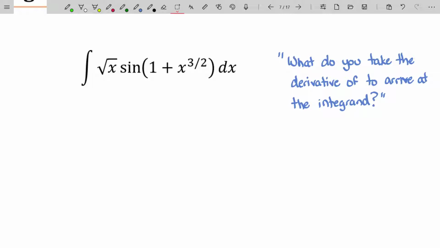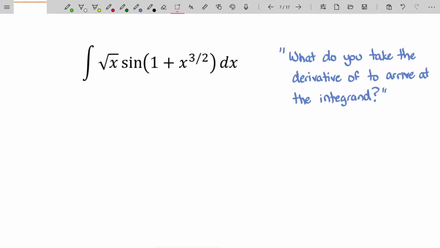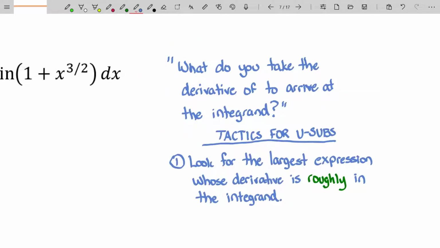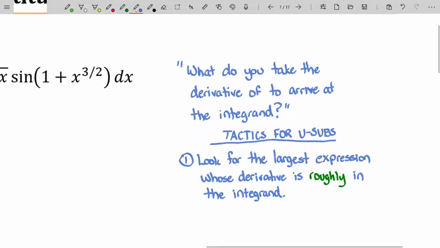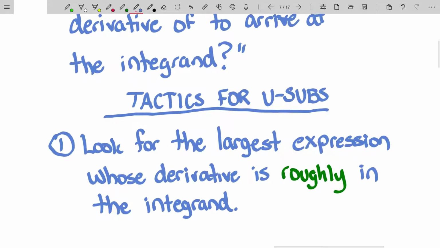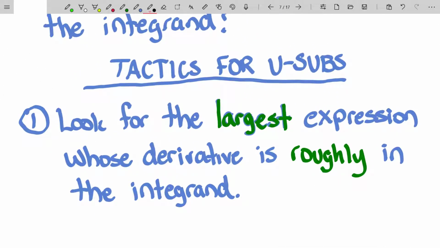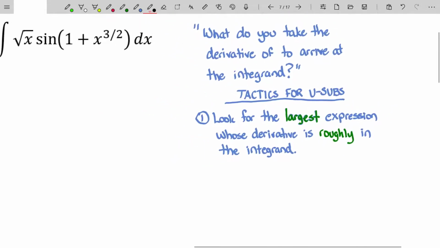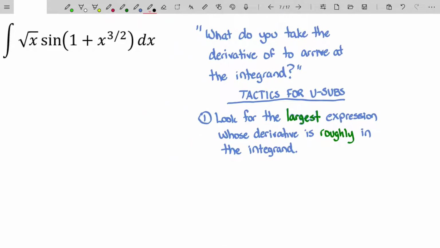So what is a good tactic? Something that I should tell you right now is a very good tactic for this problem or any substitution problem. So the tactics for U subs here, the first thing I always suggest is look for the largest expression in your integrand whose derivative is roughly also in the integrand. Now I say the largest, that's a very important word. Look for the largest expression. And that's mainly because if you under substitute, in other words, if you could have substituted for more, you're going to waste time. So look for the largest expression that you would want U to be.